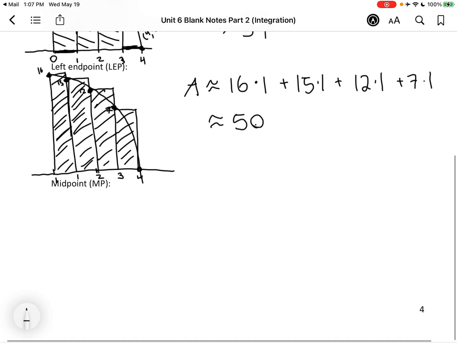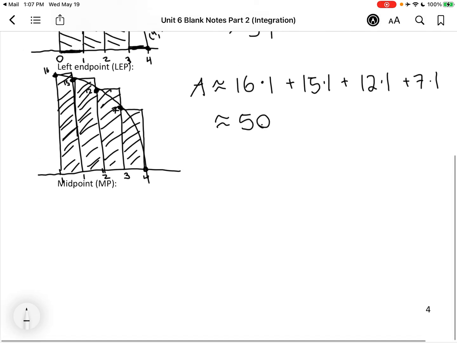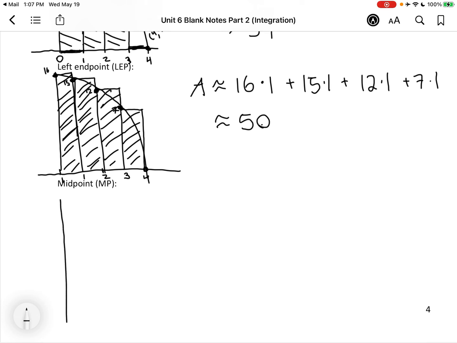Okay? And then he also did it with the midpoint. So now instead of going with the left or the right, we actually find out what is f of 0.5 and go right in the middle, right? So this is going to be a bit annoying, but that's okay. We can do it. Here we go. So here's 0, 4. I was going to erase this and redraw 1, 2, 3.